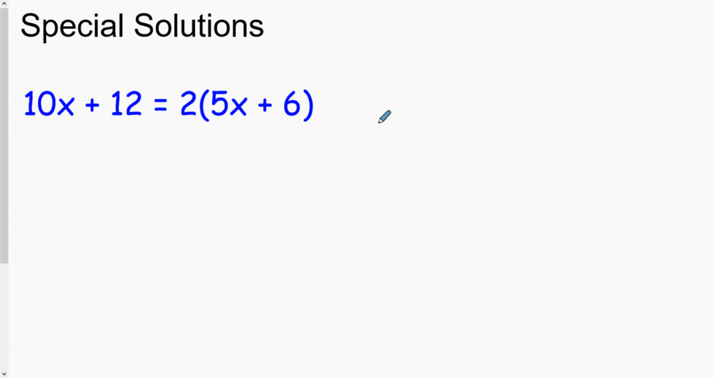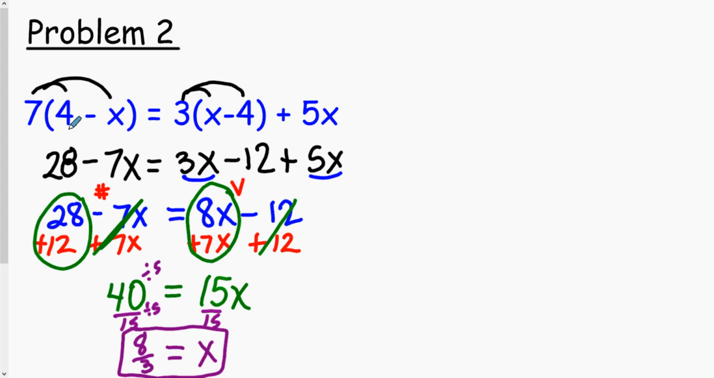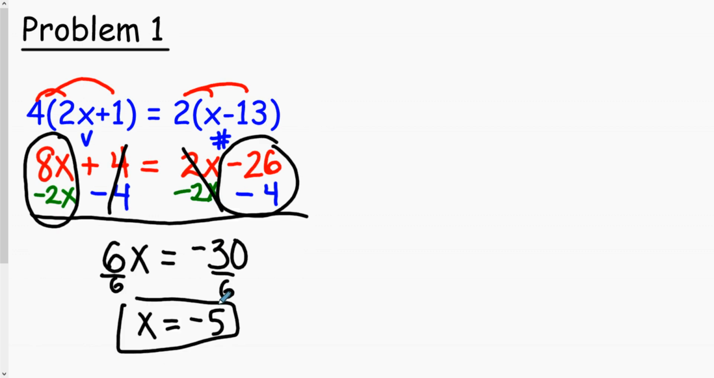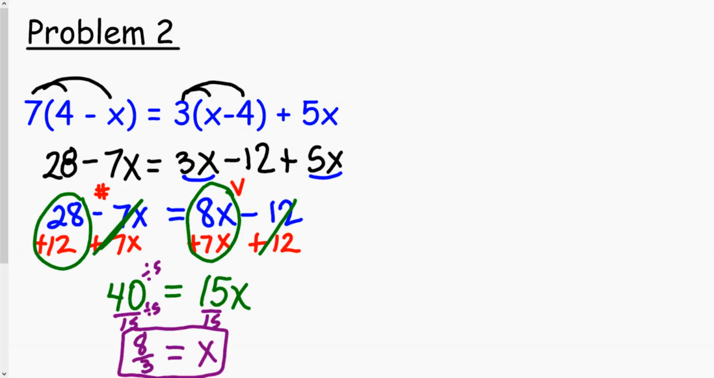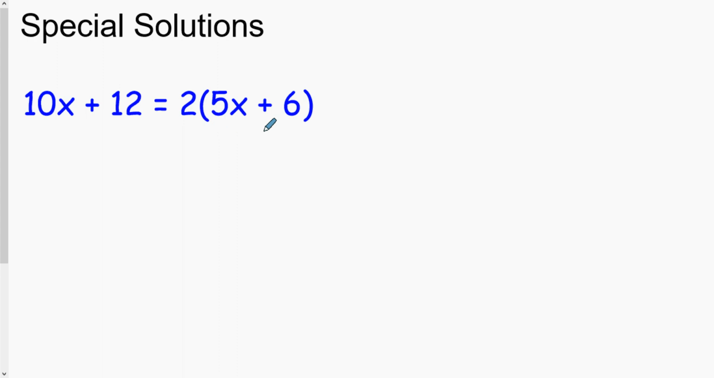Okay, now when you're solving equations, what you're really doing is you're trying to figure out the value of x that makes both sides of this equation equal. You want this side to be equal to this side, and you have to find the number x that makes that true. So we found it in this problem. It was 8/3. In the first example, the number was -5 that made both sides of this equation equal or the same.